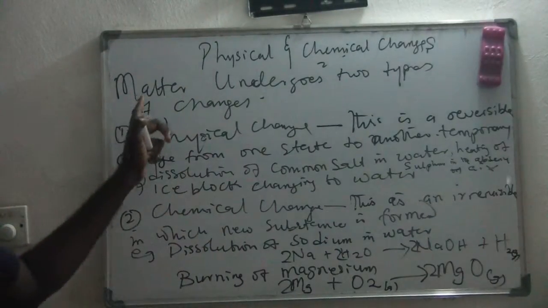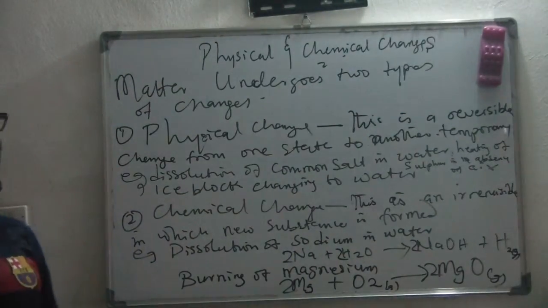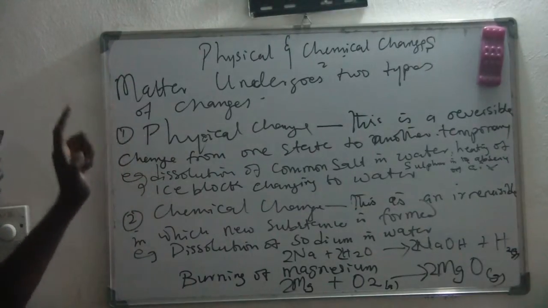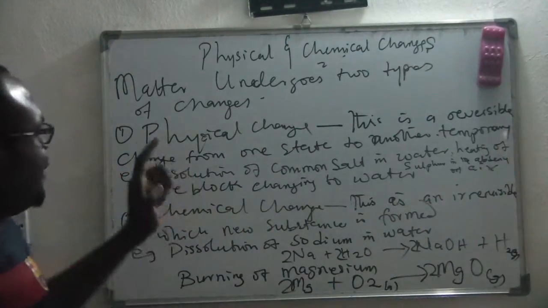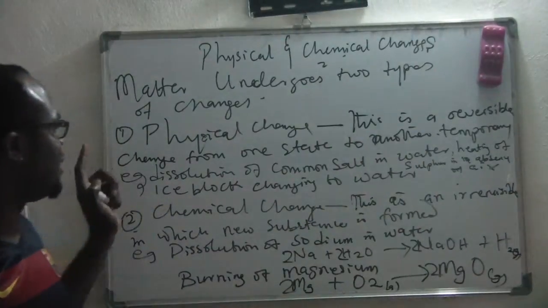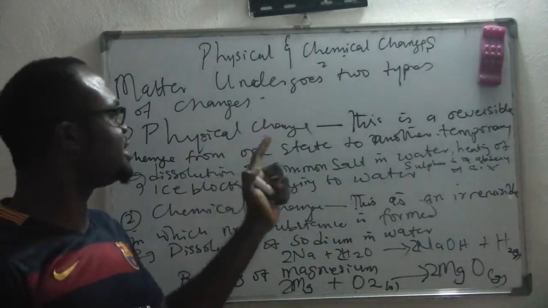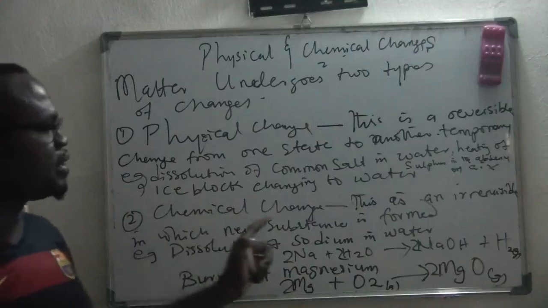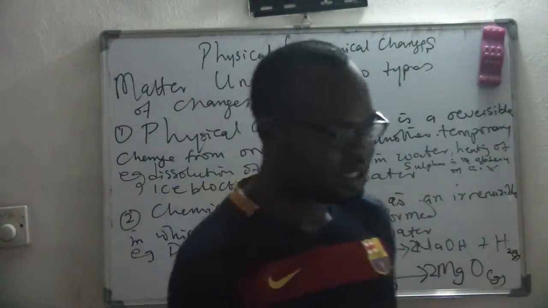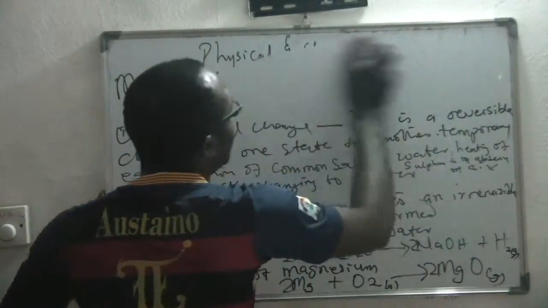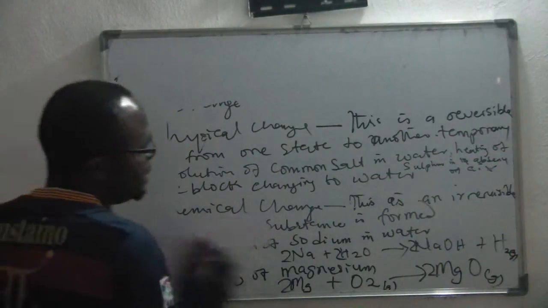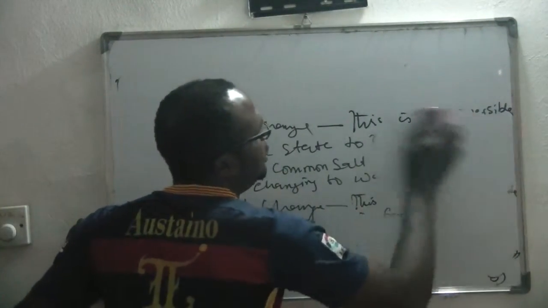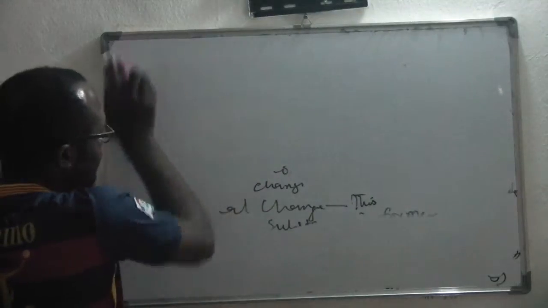Very important. The two types of changes that matter undergo are physical change or chemical change. In physical change, it is reversible and it simply changes state from one state to another. But in chemical change, new substances are formed. Is that clear? Now we are going to tabulate the differences between physical and chemical change so that it's easier to understand.